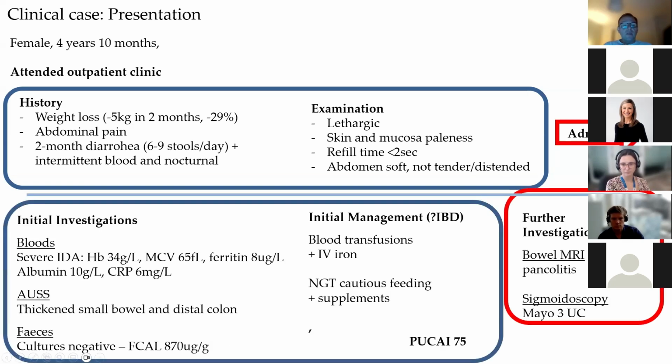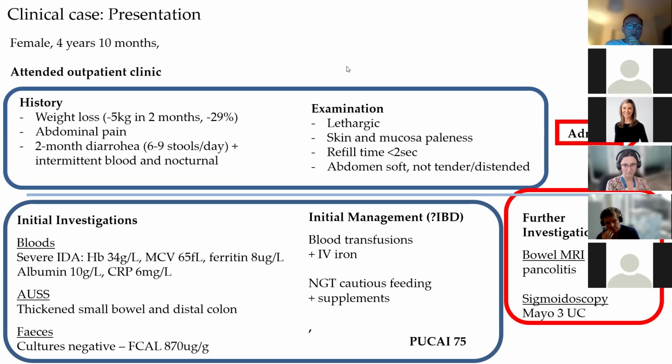And the initial investigations, I hope these translate into the values that are recognizable to you. So she had a very significant iron deficiency anemia. She had a very low albumin. Her CRP wasn't that high.